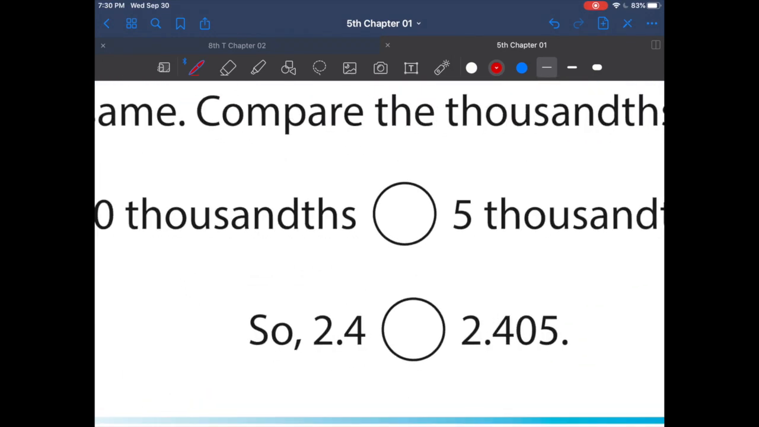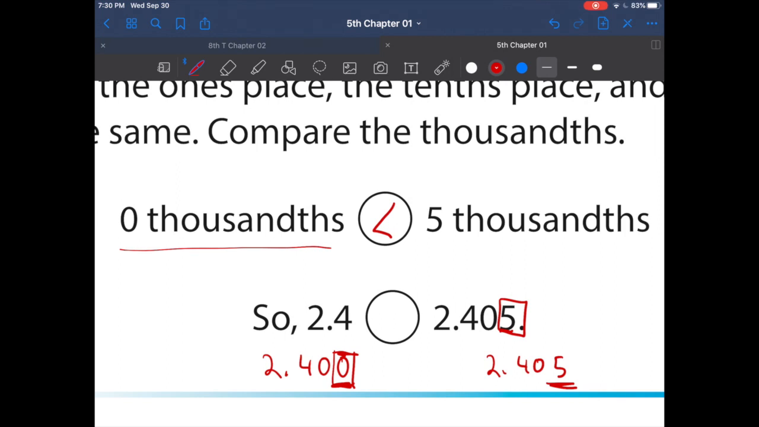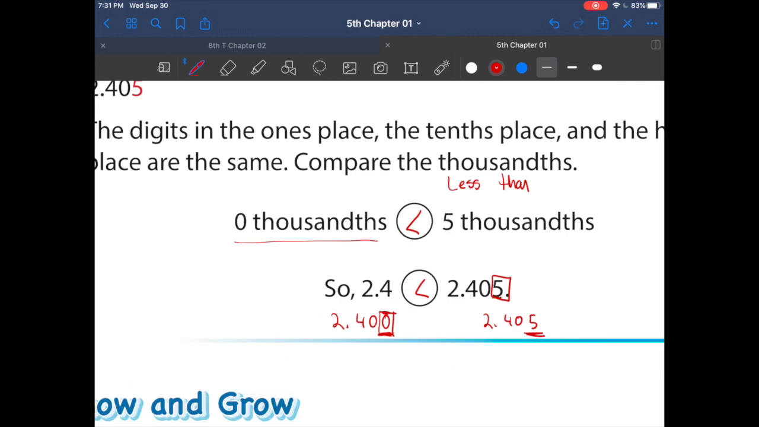All right. So here are the numbers again. They just put it into word format as well. So they have 0 thousandths, right? So that would be 2.400. So 0 thousandths, right? Because there's a 0 in that place. And then it says 5 thousandths, 2.405. So which one is bigger, the 0 thousandths or 5 thousandths? Well, we know that 5 thousandths would be bigger. And then over here we have 2.4 and 2.405. We know that would be bigger. So this sign, remember, it looks like a crooked L. So this is less than.